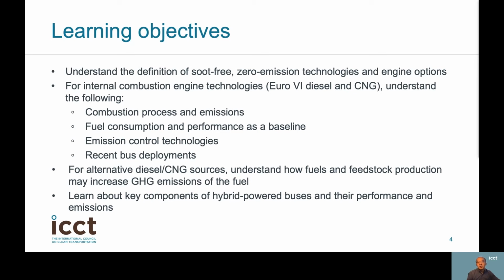For alternative diesel and CNG sources, understand how fuels and feedstock production may increase the GHG emissions of the fuel, and learn about the key components of a hybrid-powered bus and their performance and emissions.